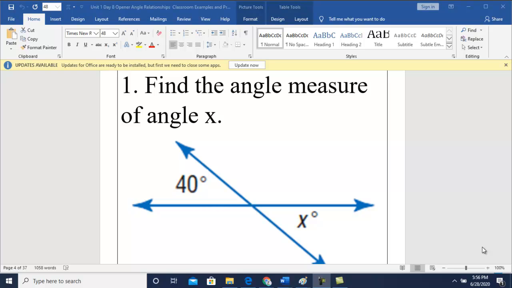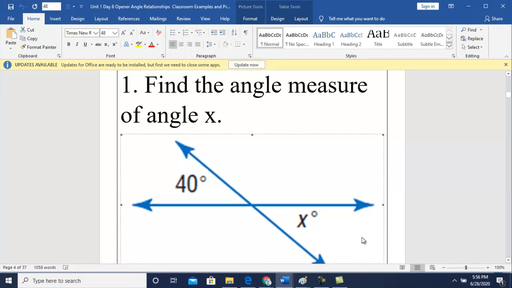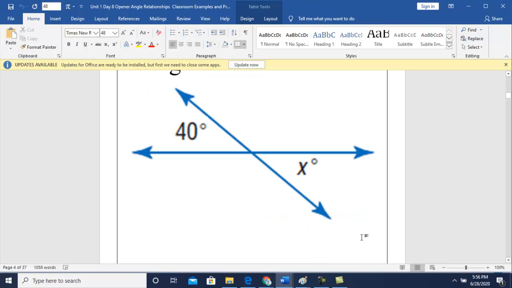This is page 2. We're going to go through some examples, then we'll have some practice. So the first example here is an example of vertical angles, the 40 and the x. And the question is asking us to find the value of x. So find the angle measure of angle x.